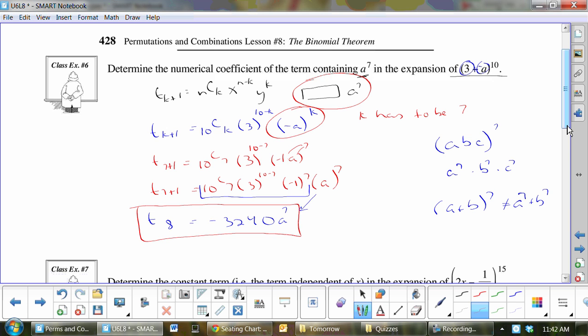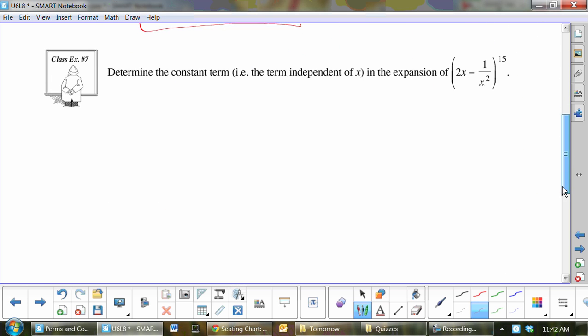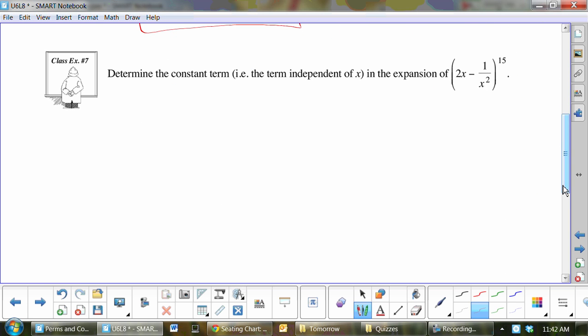Okay? Now, here's the one that I'm talking about that you will see on my exam, you will see on the diploma, and it is a very hard question if you don't know the tricks I'm going to show you here. They're not really tricks, they're mathematical ways to do it. It says determine the constant term when you expand (2x minus 1 over x squared) to the 15.